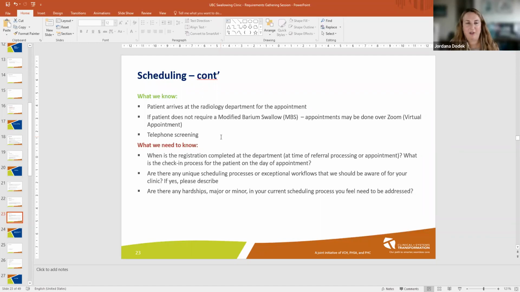That's a separate appointment, because when we talk about the modified barium swallow, that's when they're actually having the test. So they're 2 different things, right? Yes, they're 2 different things, and they might be occurring in sequence. Sometimes somebody has a telephone screen, then a virtual consult, and then a modified barium swallow. The majority of the time, somebody would have a telephone screen and go directly to a modified barium swallow. And occasionally somebody would have a telephone screen and then a virtual consult, and that would be the end of the service they require.